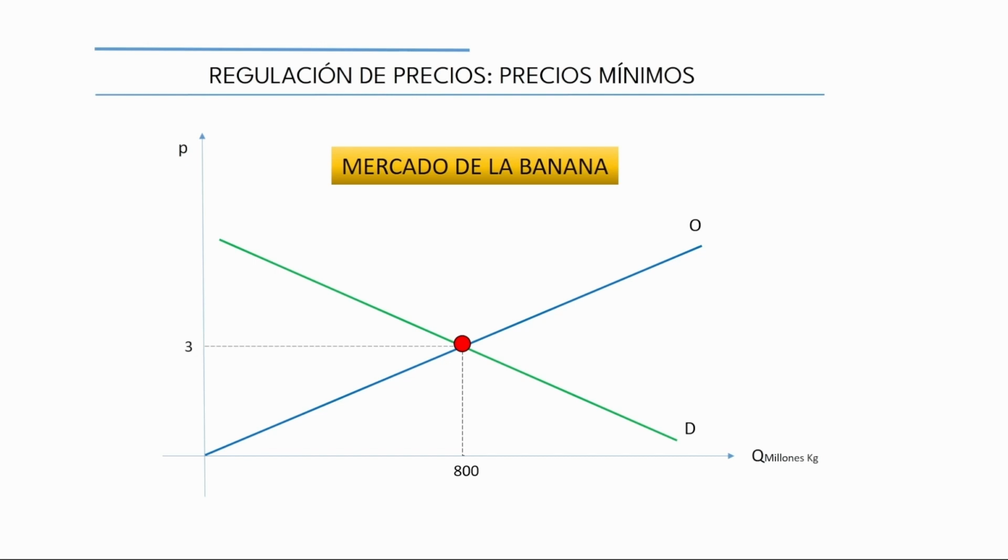Actually, the minimum price set by the state, in order to have economic effects, must be set above that which would take place in the free market. If the government sets a minimum price of 4 pesos per kilo, as we can see in the graph, only 500 million kilos are demanded at that price. Producers offer many more, 1.2 billion. As a result, there is an oversupply of bananas on the market amounting to 700 million kilos.